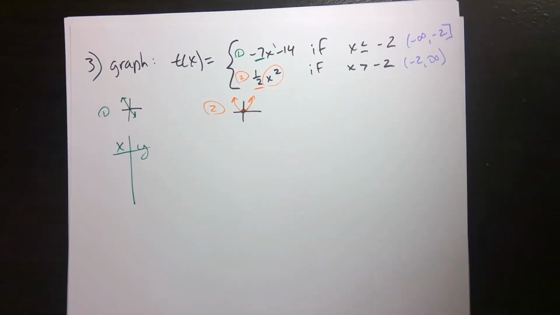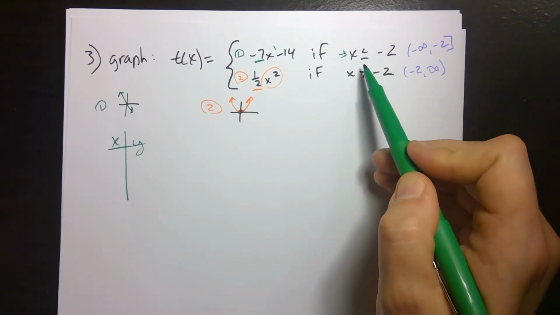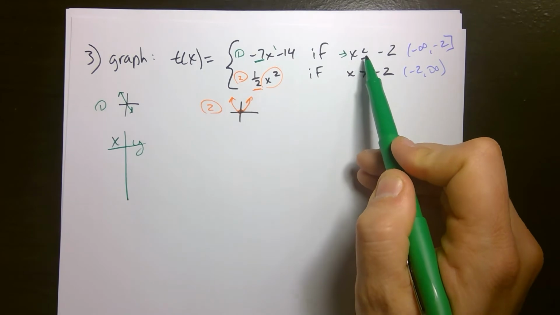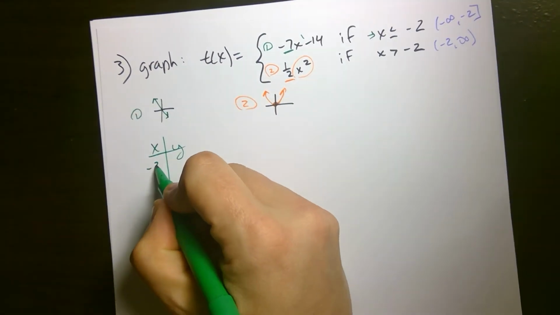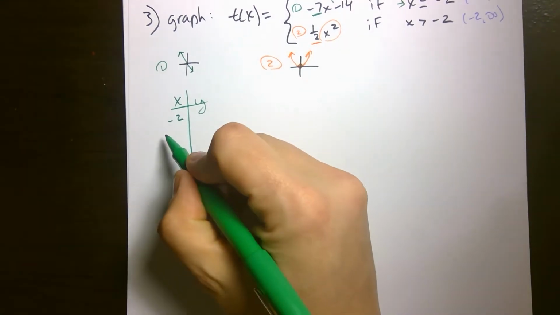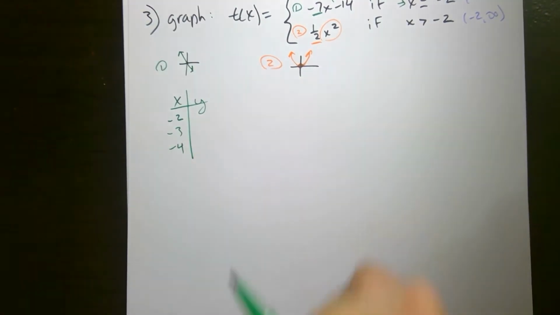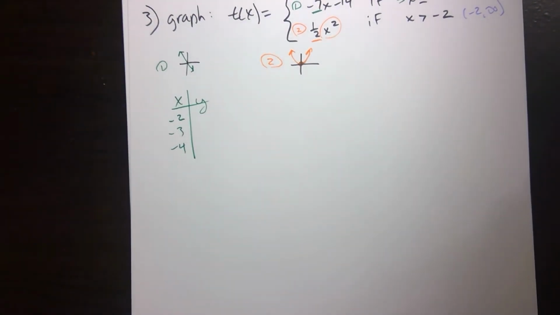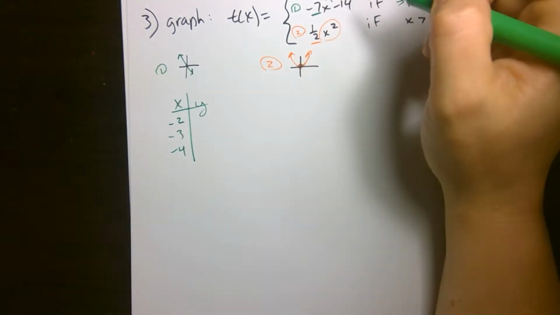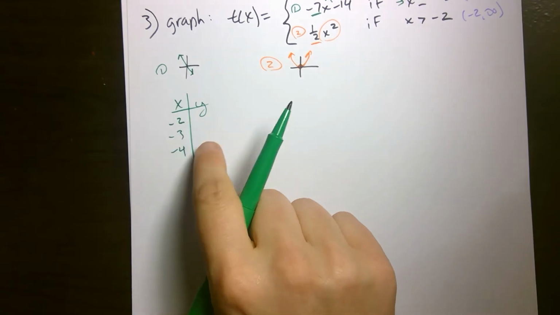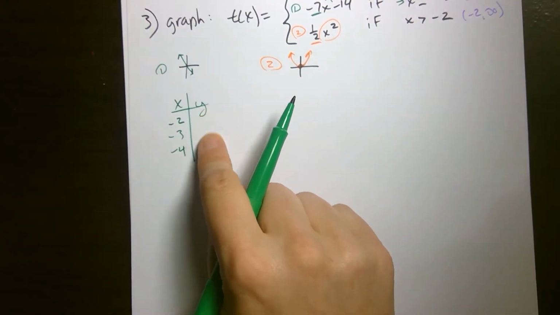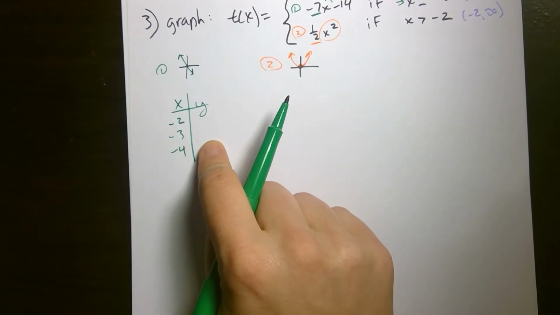According to my domain for this first guy, I'm going to choose this function to graph if x is less than or equal to -2. So let's start with -2, and then let's put a few numbers that are less than -2. How about -3 and -4? That'll be enough. I'm going to take these three numbers and pop them into this x value, and evaluate for -2, -3, and -4. Doing that will give me y values that I will turn into points.